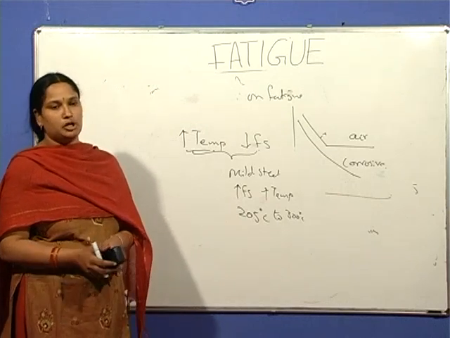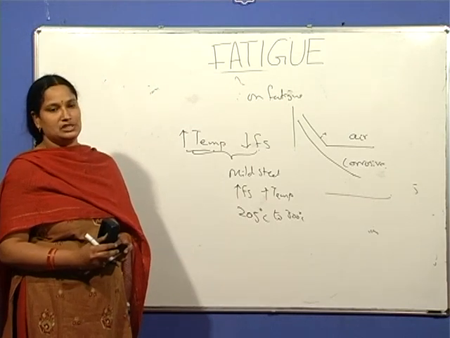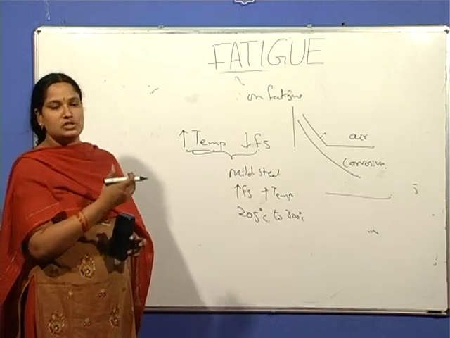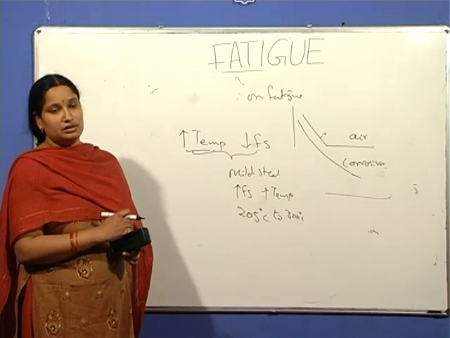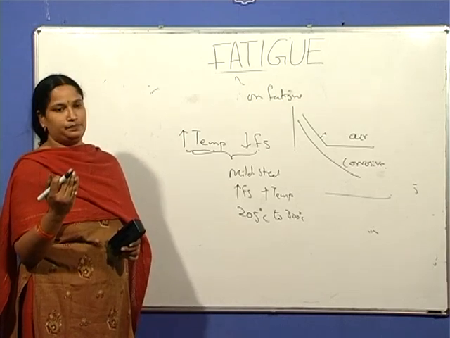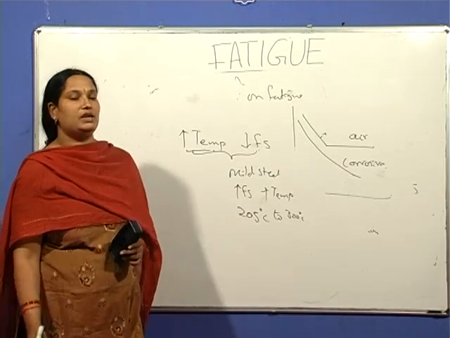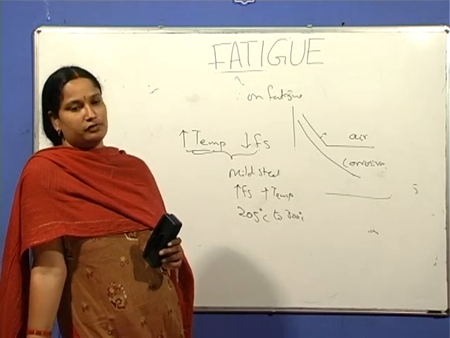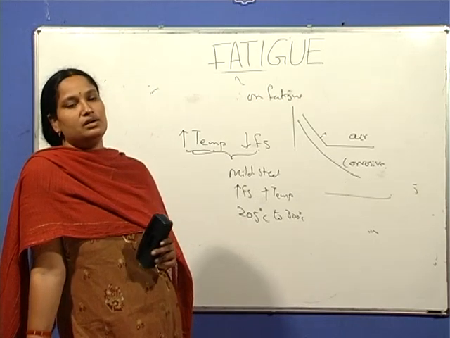And moreover, shot peening, which is effective at room temperature, is not effective at elevated temperature. That is, inducing residual compressive stresses on the surface of the components by shot peening is not effective when the temperatures are very high. And moreover, this shot peening method, which increases the fatigue life of the component, is more beneficial for the case of high cycle fatigue when compared to high strain low cycle fatigue.